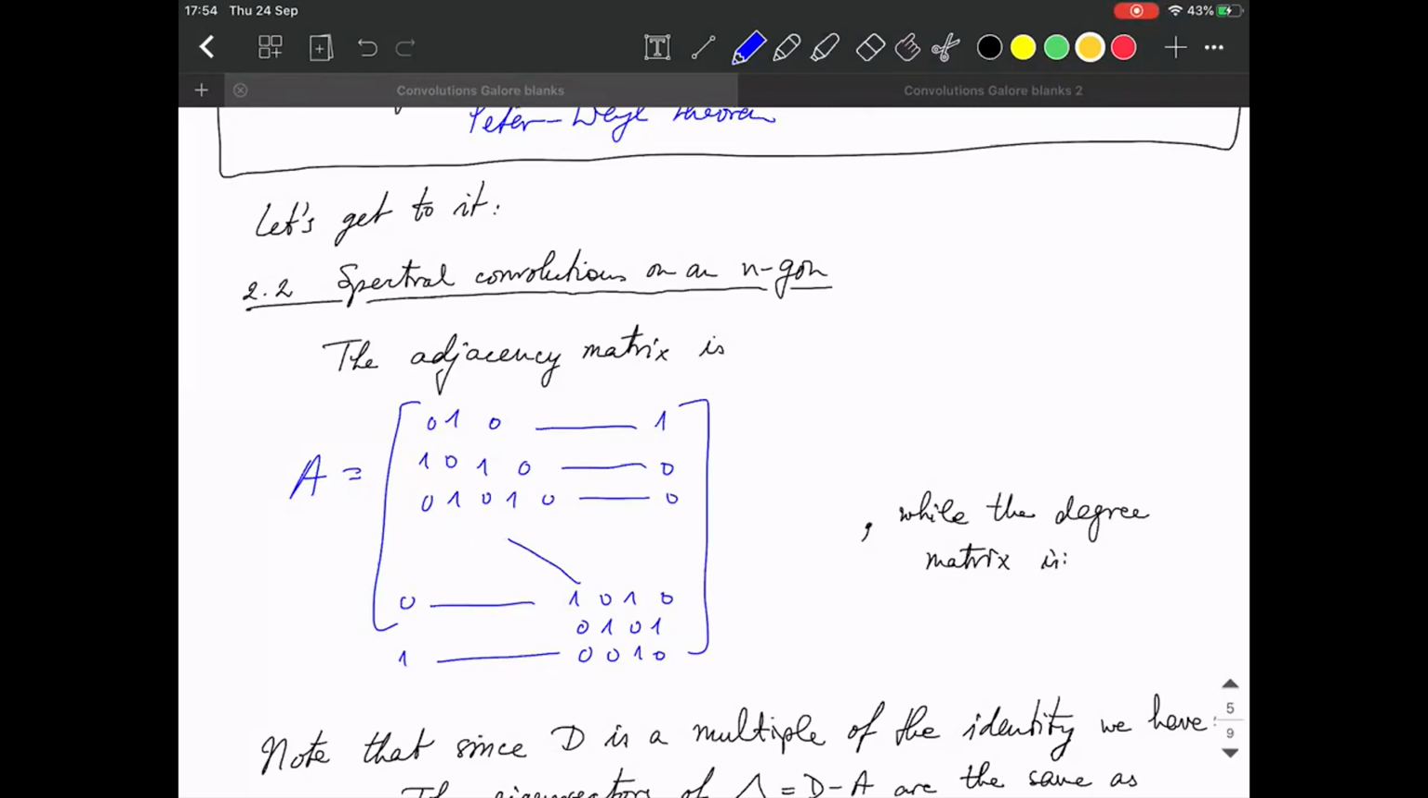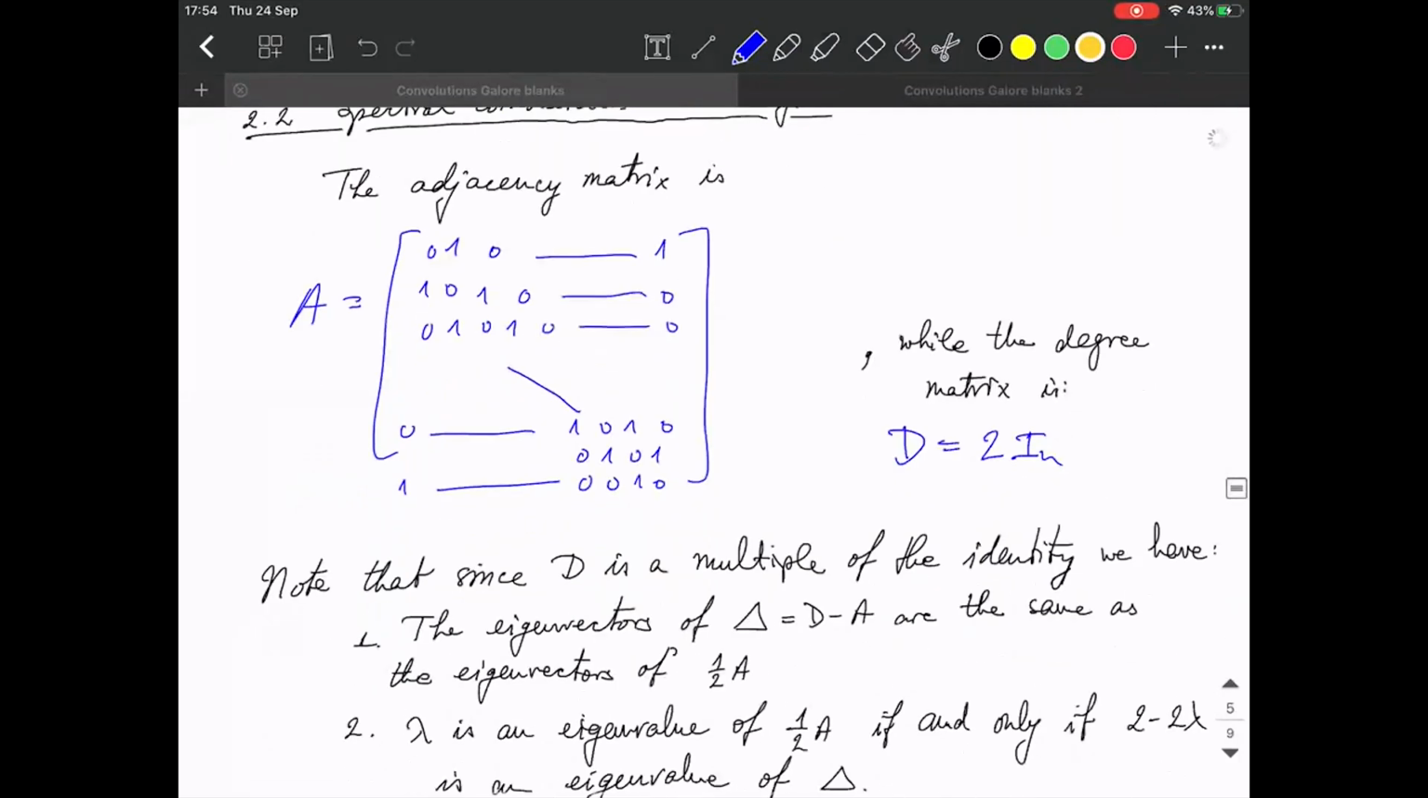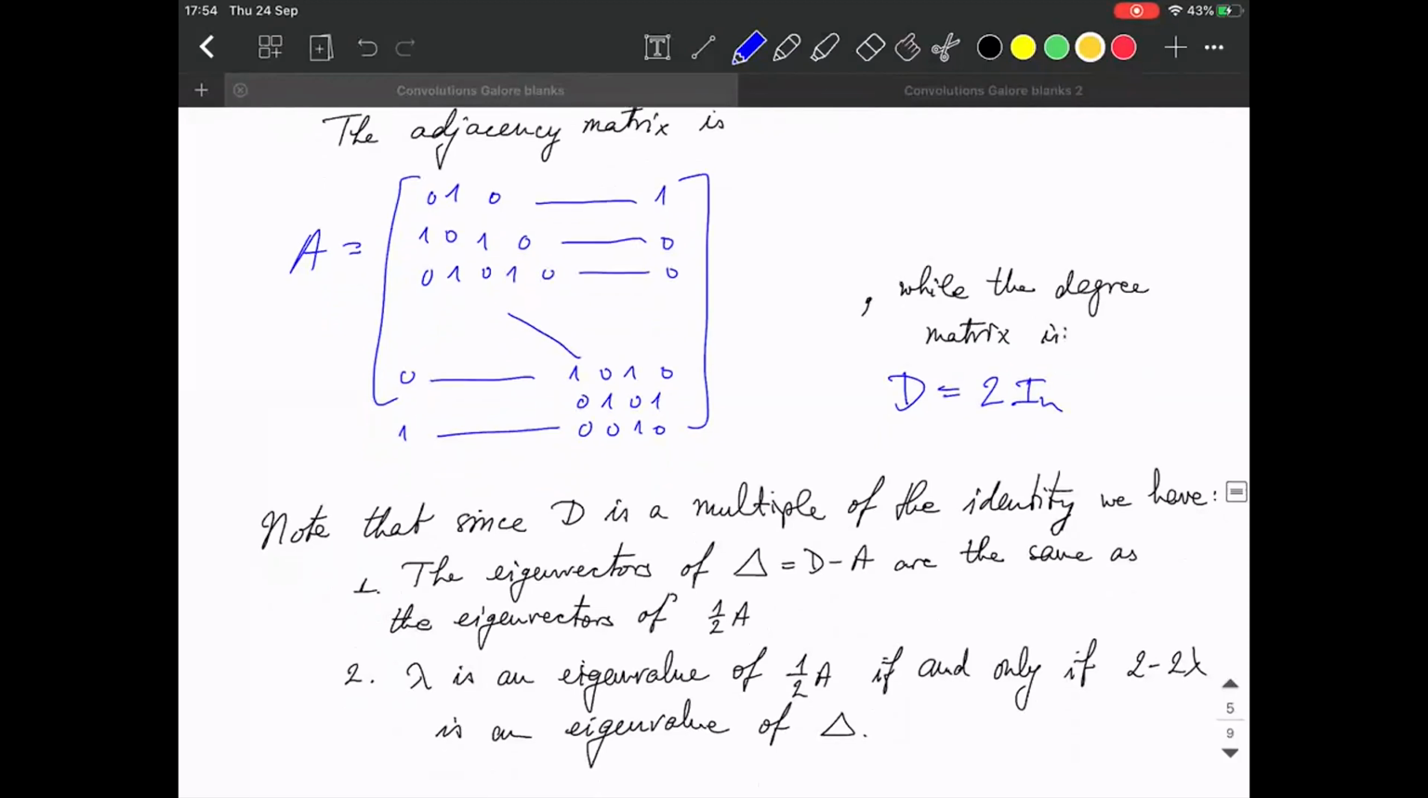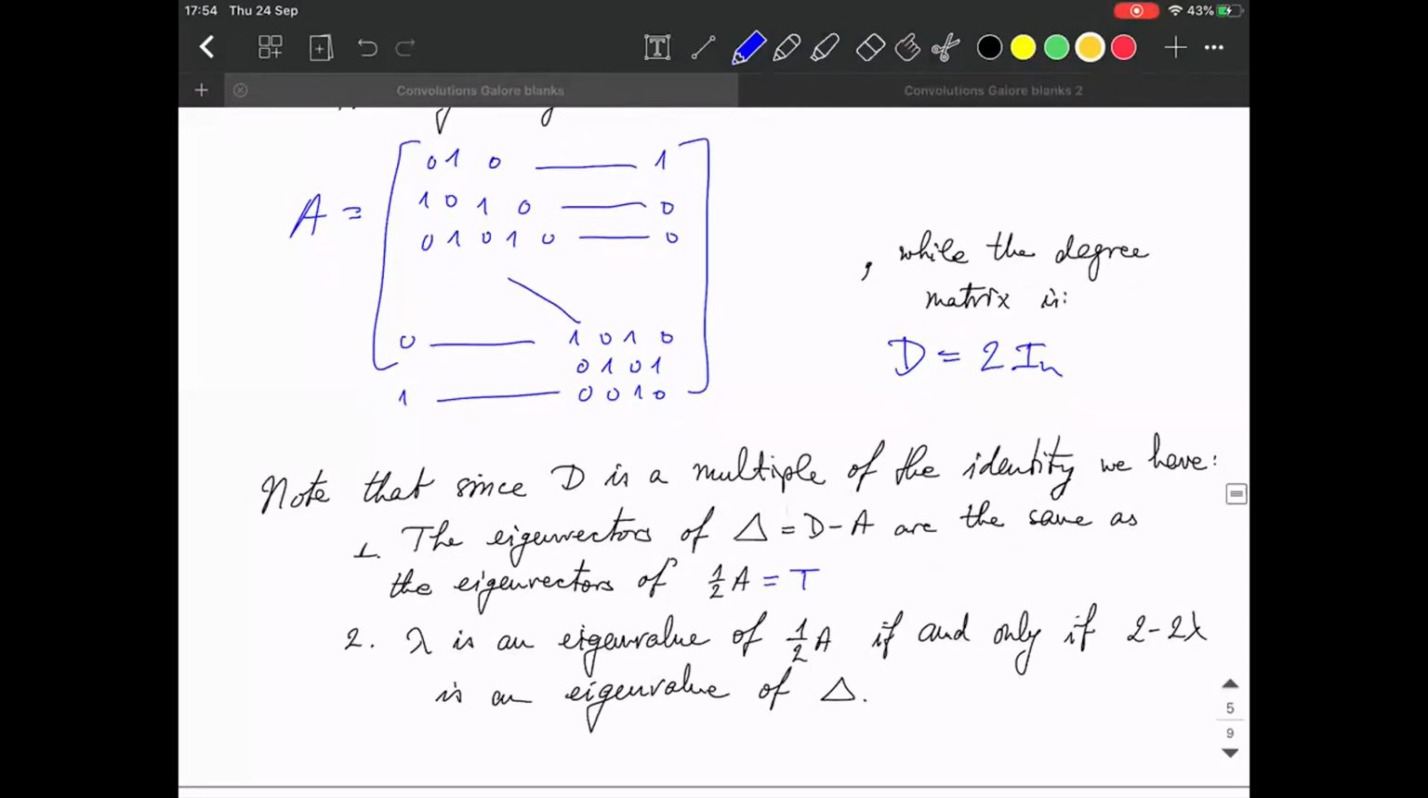And the degree matrix is even simpler than that, because every node has exactly the same degree. It's just a multiple of the identity. And because it's a multiple of the identity, we don't need to diagonalize delta. It's equivalent to diagonalizing A, or in fact 1/2 A, just because it makes the calculations a little bit easier. So I'm just going to denote the matrix 1/2 A as T. And so let's try to diagonalize this matrix.